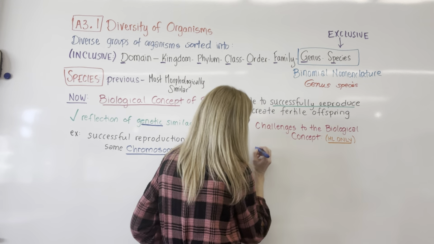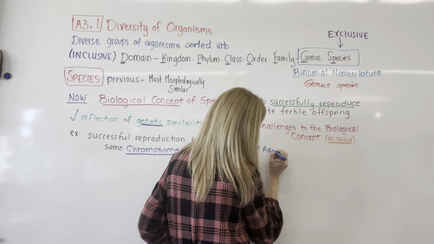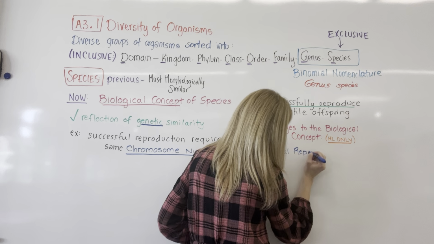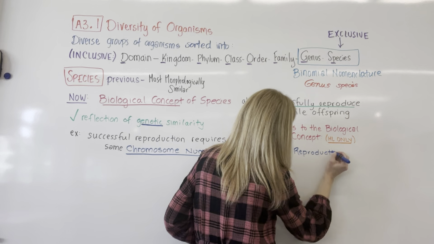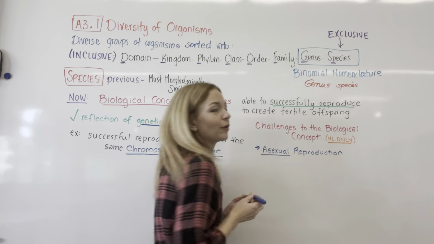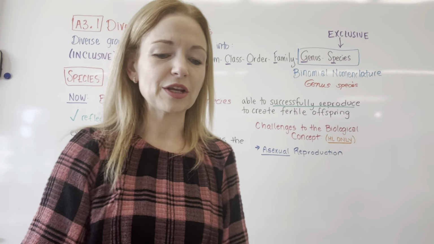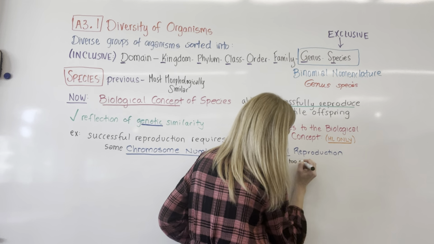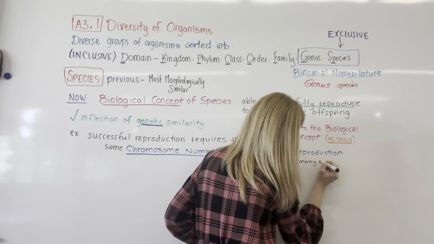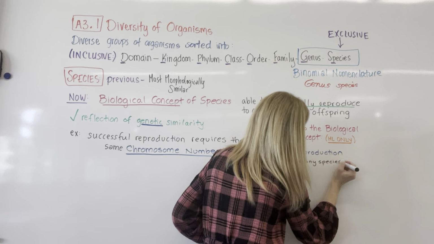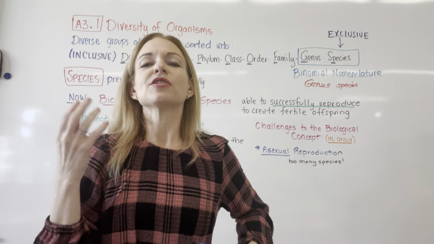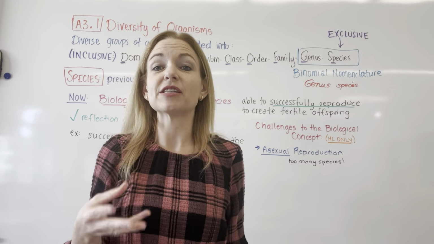So problem number 1 is asexual reproduction. So if we used that definition, we would end up with just way too many species. So the result would be too many species. So then you end up going back to kind of grouping them based on similarities. So that's a group that this definition doesn't serve well.